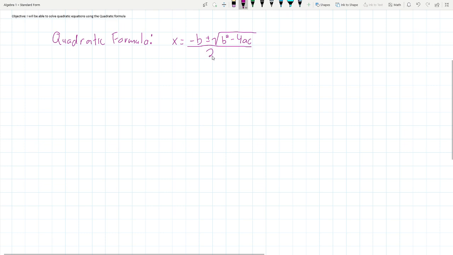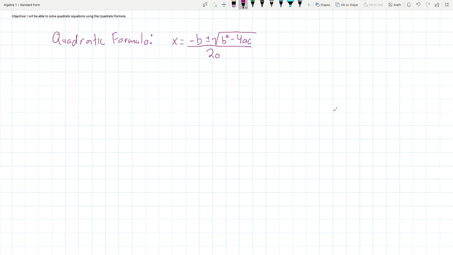over 2a. Now, the quadratic formula is one of those formulas that you need to commit to memory. It's much like the Pythagorean theorem, which I believe you should know at this time: a squared plus b squared equals c squared. That's the Pythagorean theorem. The quadratic formula is much the same.